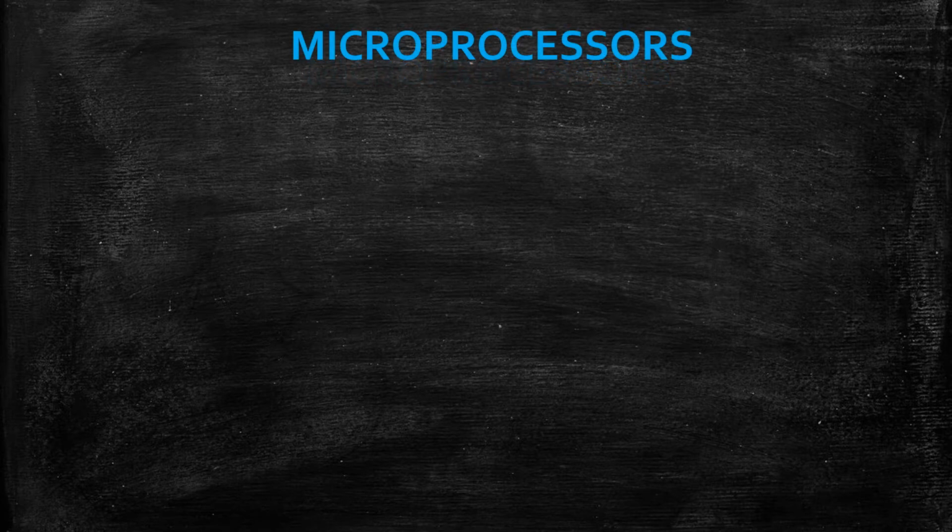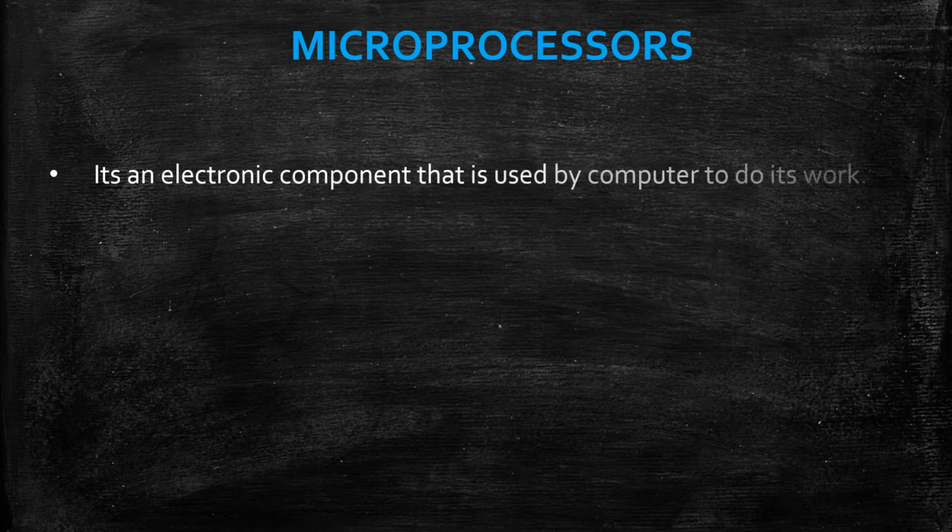Before we go into the detail of the different types of microprocessors, first let's define the term microprocessor. We have already studied microprocessors, right? But let's see how we define it. Basically it's an electronic component that is used by a computer to do its work. If you remember, in the very first lecture we learned what a microprocessor is, and we also referred to one or two videos for this, right? So a microprocessor is an electronic component that is used by a computer.